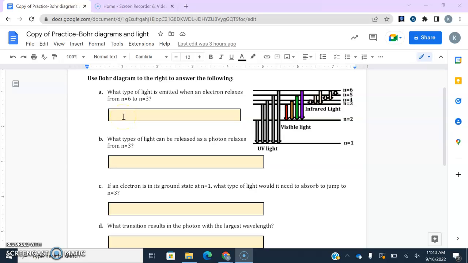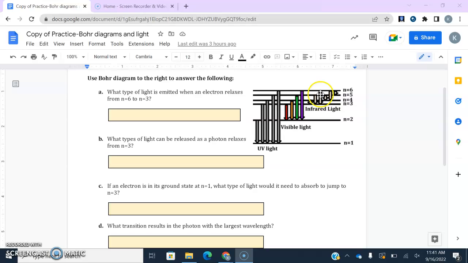So A says, what type of light is emitted when an electron relaxes from energy level 6 to energy level 3? Well, we know that we're going to start with 6, right? So I need to find one of these arrows that is starting on line 6. Okay, so this is possible, this one, or this one, or this one. So it has to start at the energy level that's given, and the other end needs to be directly on the 3. So we need to find the one that goes from the N to the 3. And it looks like it's going to be this one right here.